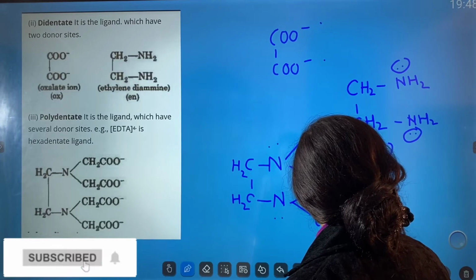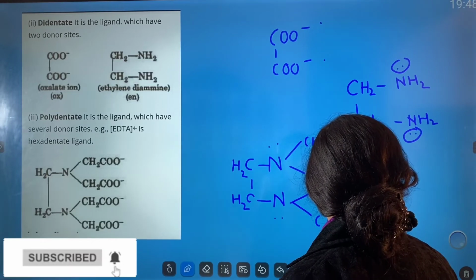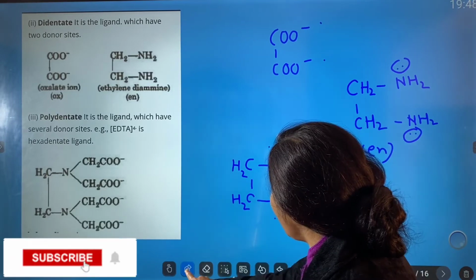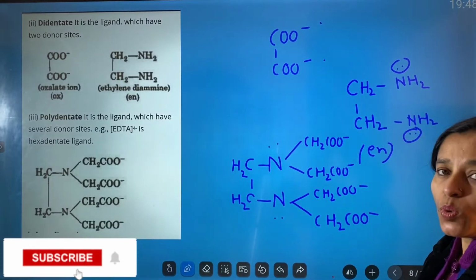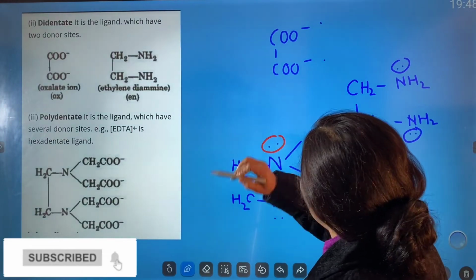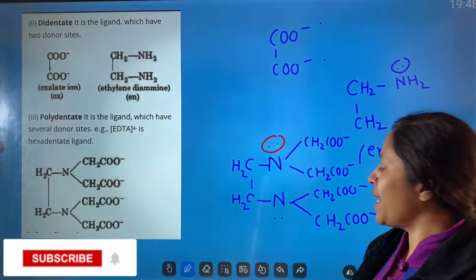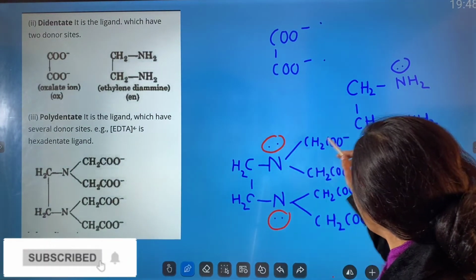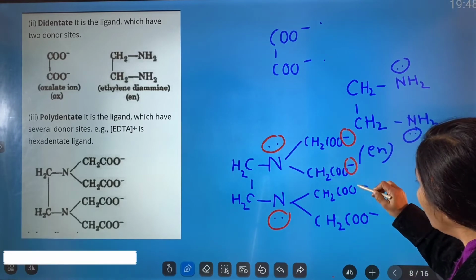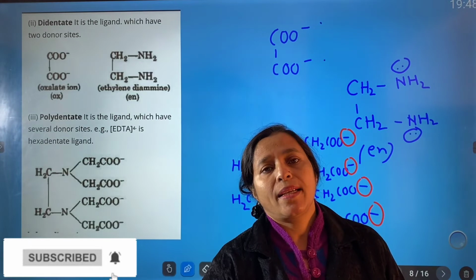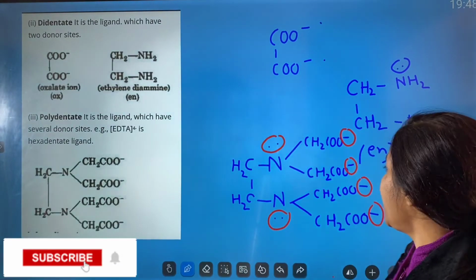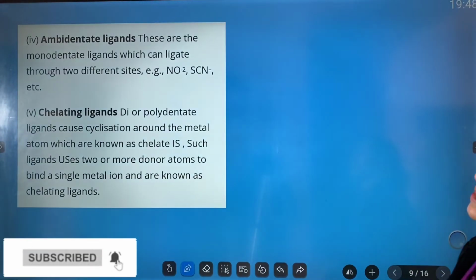So this is the example of a polydentate ligand. As you can see, as it's clear in the picture, it has more than two donor sites. It can donate electrons from this side, this one, and finally these are the sides through which it can get bonded to the central metal atom. So that's why it is known as a polydentate ligand.